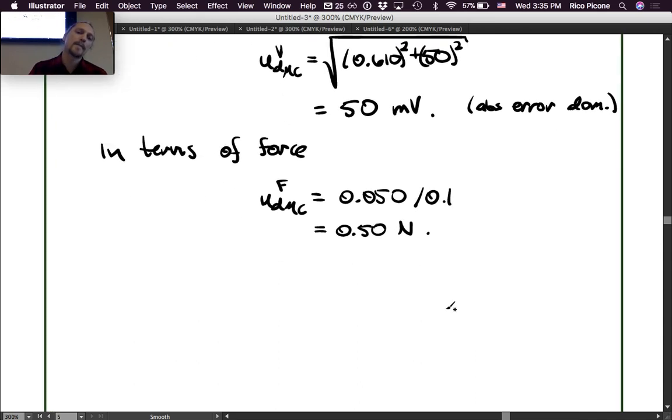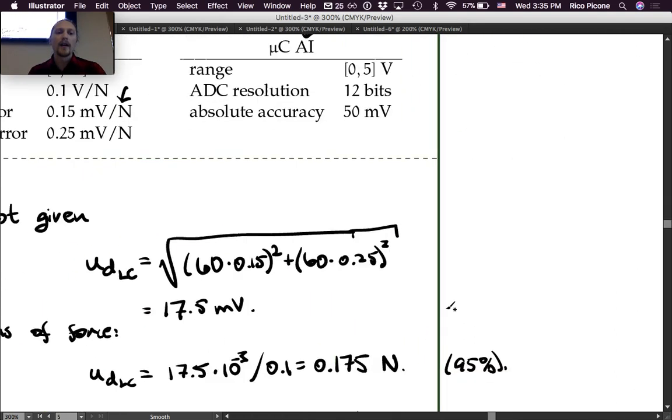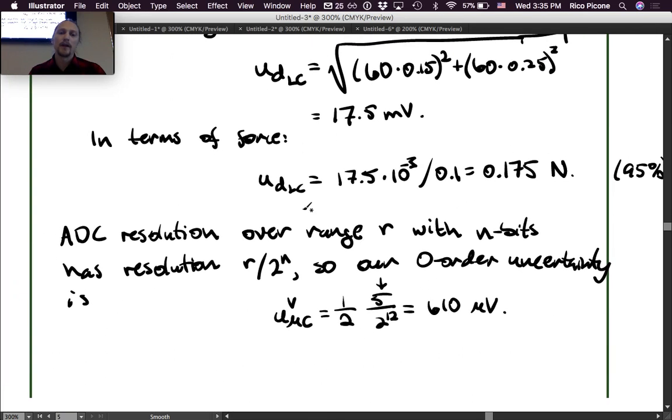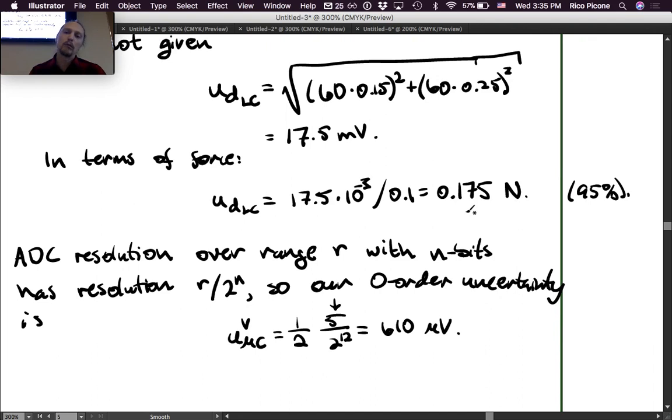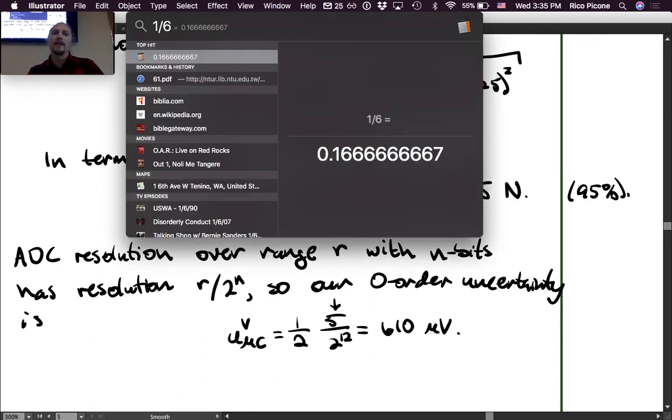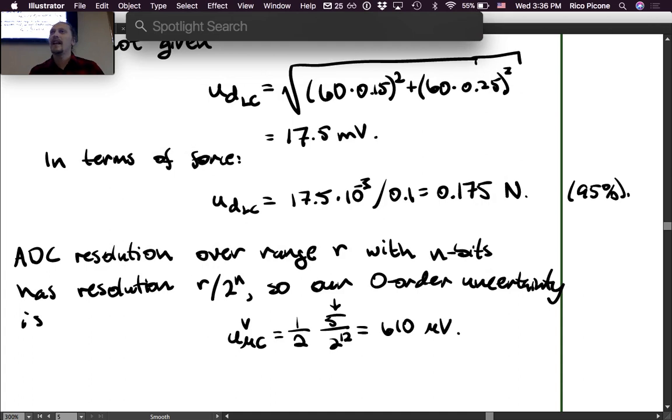Okay? So half Newton of uncertainty coming from the microcontroller, and let's see, what did we have for LC? We had, what is that, a sixth? Is 0.175 a sixth? Oh, not exactly.